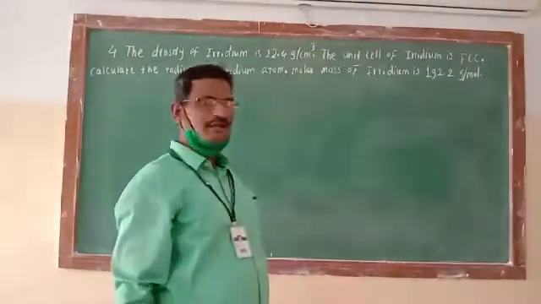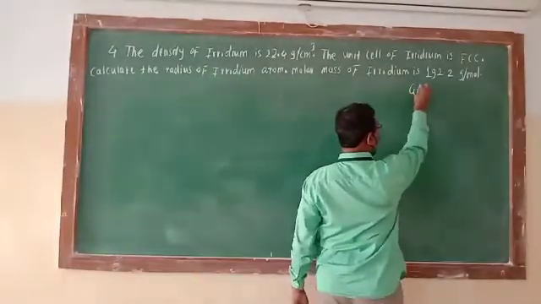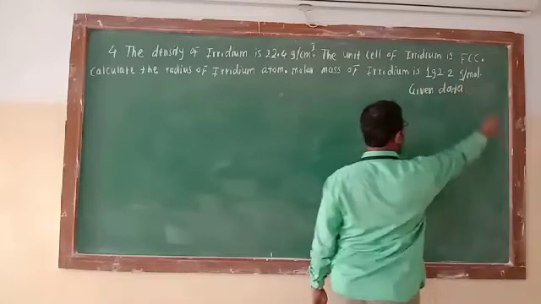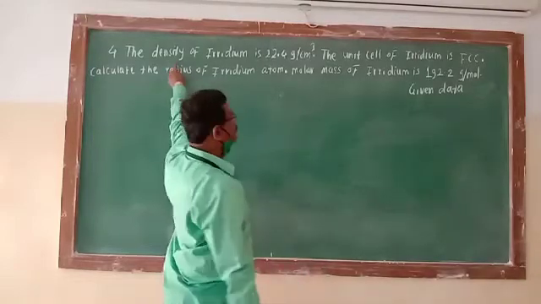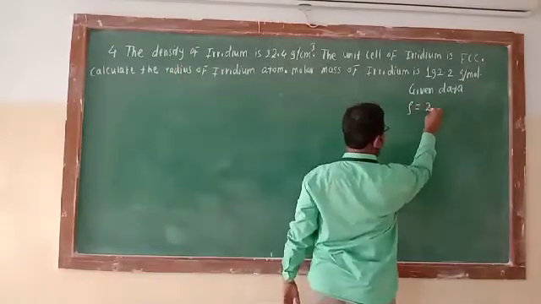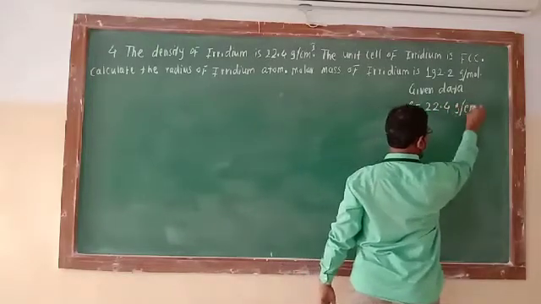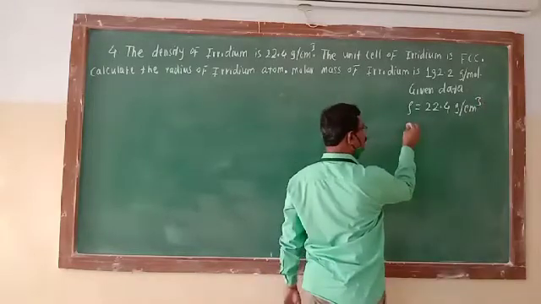While solving any problem, we know that first of all we have to write the given data of the problem. So what is given over here? They have given density rho. It is given as 22.4 gram per centimeter cube.